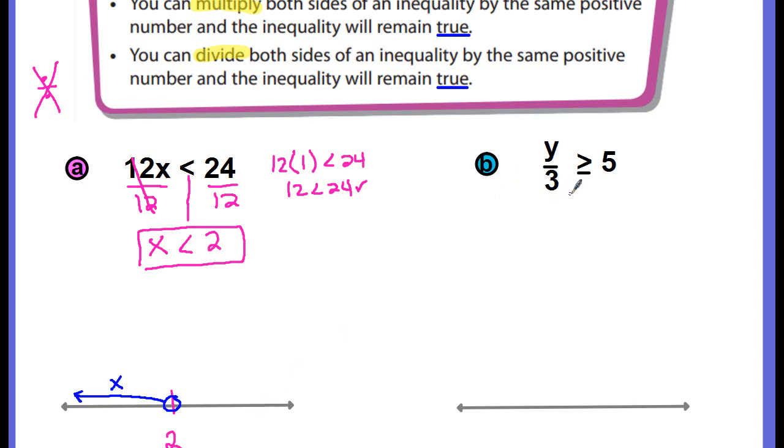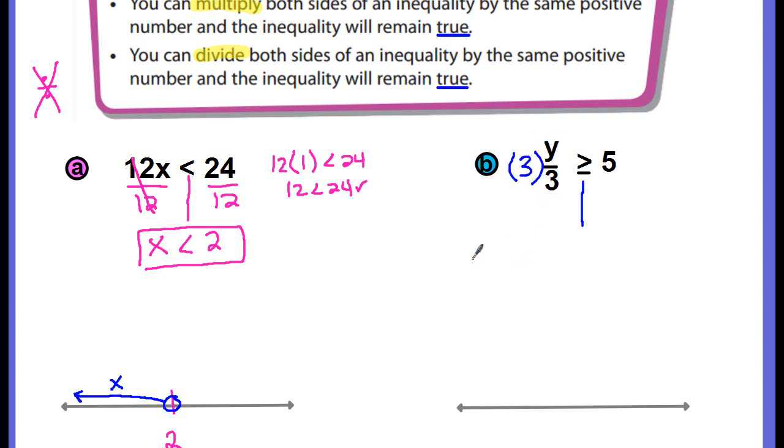Okay, B, we'll go through the same process. Split up my inequality into a left and a right side. My variable is on the left side, but this time it's being divided by 3. So the inverse or the opposite operation of division is multiplication. So I'm going to show my multiplication. I'm not going to put a dot, I'm just going to put it in parentheses.